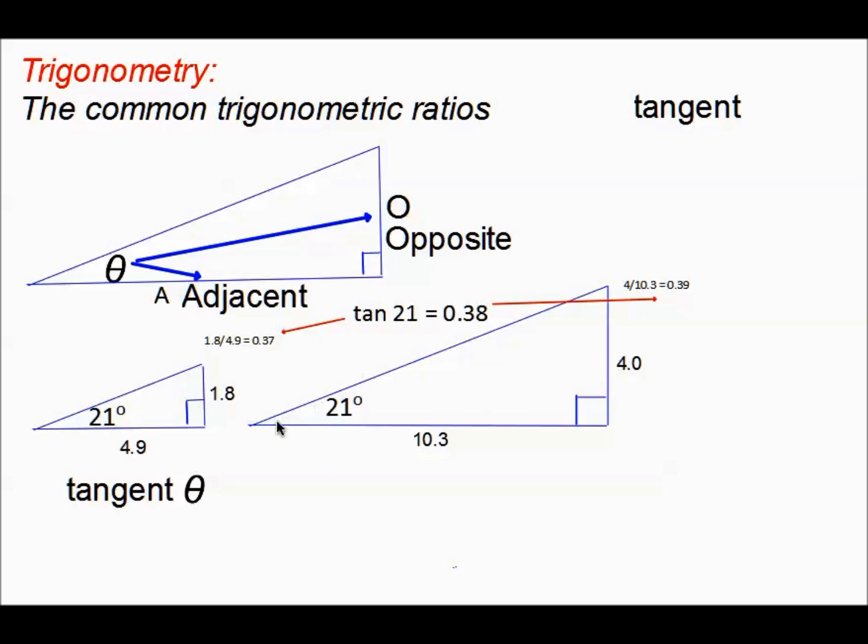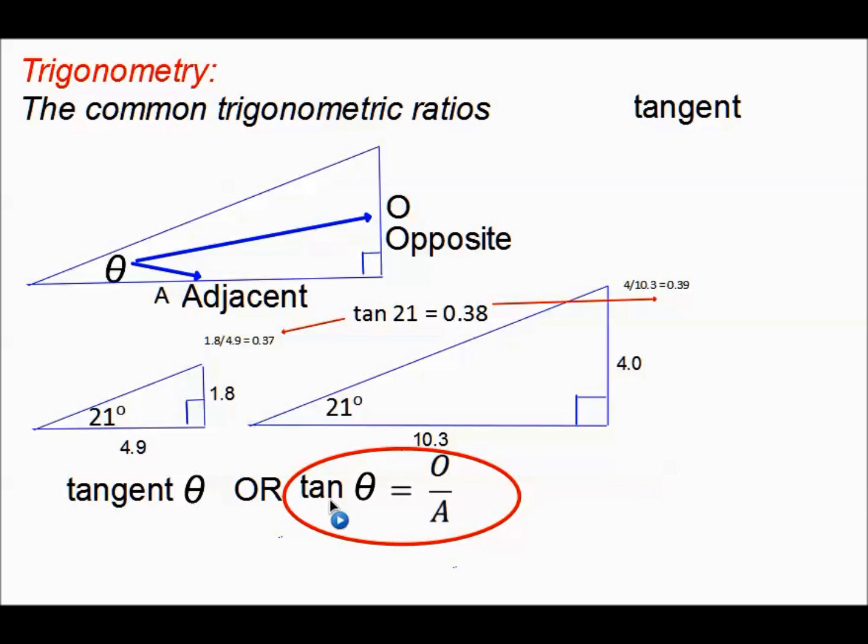It doesn't matter what size the triangle is, providing it has an angle of 21 degrees in a right-angled triangle, the opposite over the adjacent will be about 0.38. So in general, the tangent of theta, the opposite over the adjacent, we abbreviate to be tan theta, is opposite over adjacent. So there's our three common ratios.